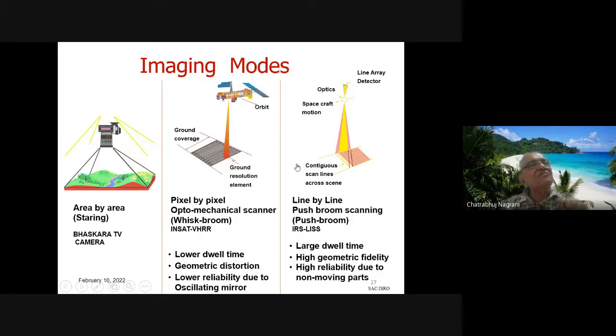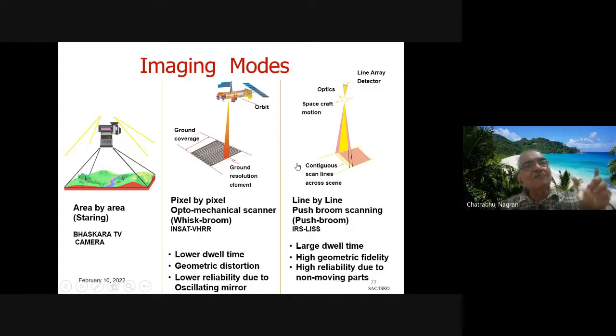So suppose daytime is from south to north. I take strip by strip, image one strip, and then send that data. When the satellite moves by one strip, I take another strip and go on sending that data.